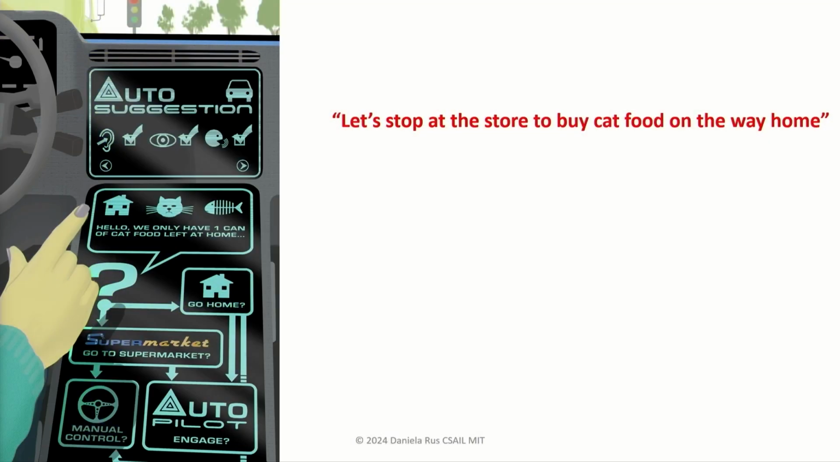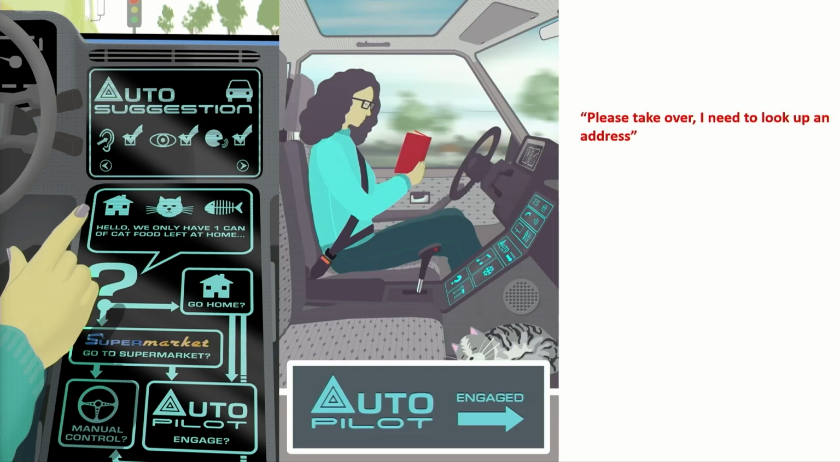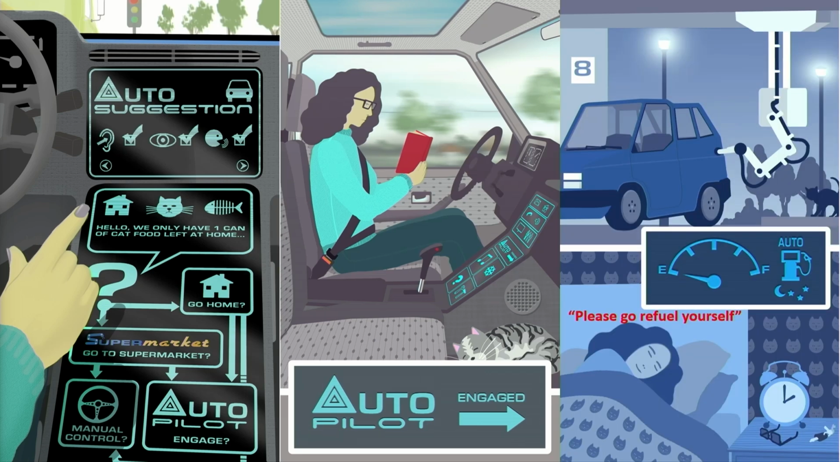Well, imagine that in the future, your car can be your friend, and on your drive home, you can tell it to detour by the supermarket to pick up cat food. Or imagine that you need to look up an address, and then you just tell your car, take over. Or you might even tell your car to take care of errands while you sleep at night, maybe to go refuel itself. Well, these are extraordinary possibilities that we can now imagine we could have with self-driving cars.